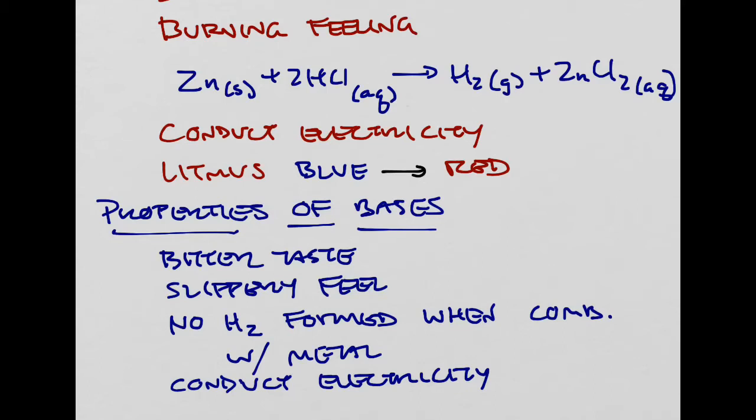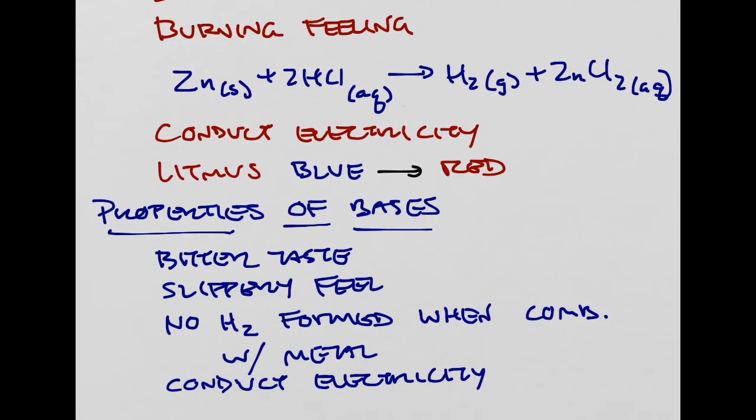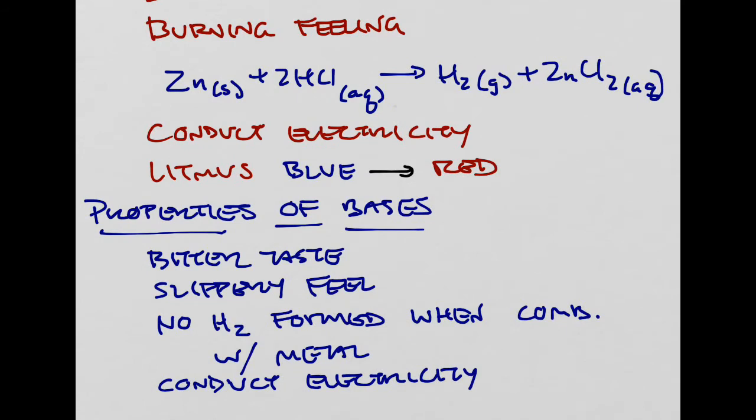And then lastly, unlike the acids that turn litmus paper that is blue to red, bases turn red litmus paper to blue. I wish I could fit that in, but I didn't leave enough room here. But you should write that down. Litmus, red to blue.